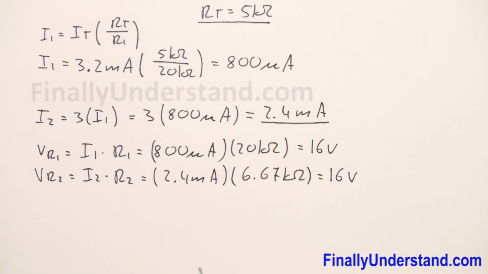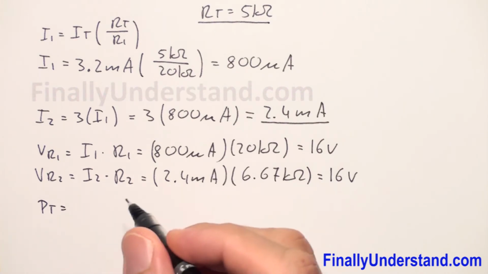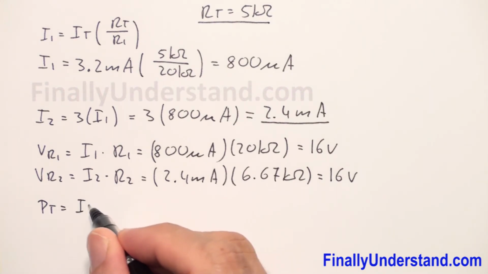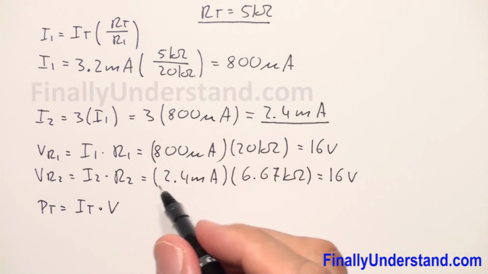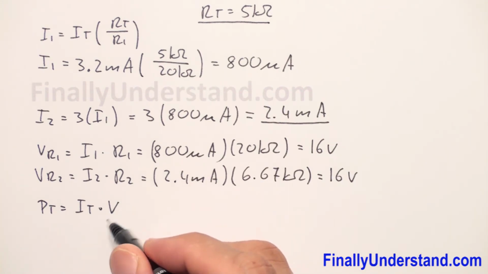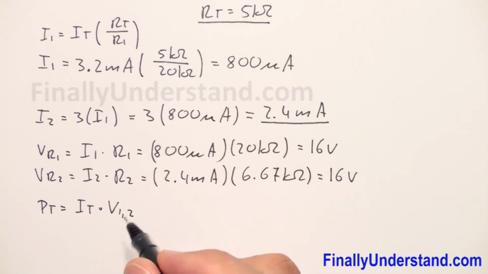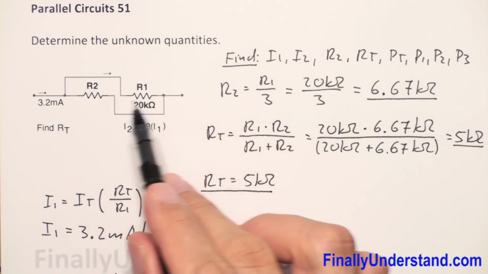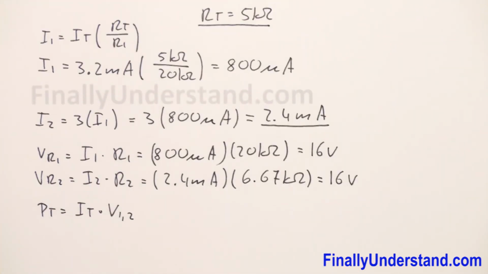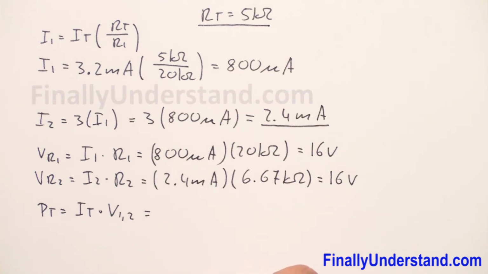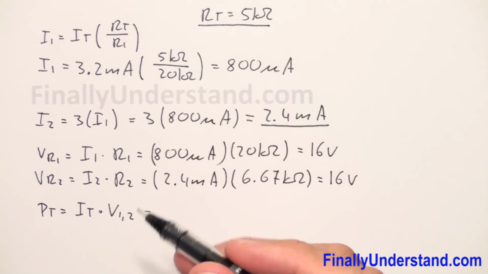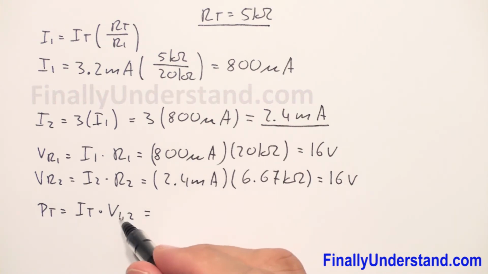Now we can find the powers. P total is equal I total times the voltage across these two resistors. I'm going to call this V12, meaning the voltage across these two resistors. This could be called the voltage source, or let's say voltage V12. You have to understand that I'm talking about the voltage across these two resistors, and because they are in parallel, the voltages across them are the same. That's why I'm going to call this V12.